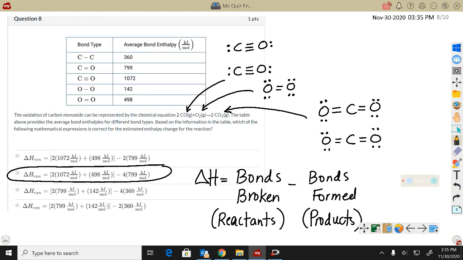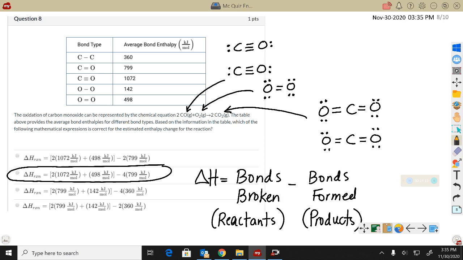This one went well. There's a little hint, I believe, in Canvas that the carbon monoxide is a triple bond. There are 2 of them. There's 1 oxygen-oxygen double bond on the reactant side, and then there's 2 carbon dioxide molecules that involve double bonds. And again, soon we'll focus more on drawing the Lewis structures and how do I know that it's a single bond or a double bond? It's coming very soon. For now, we're kind of focusing more on the bond energy.